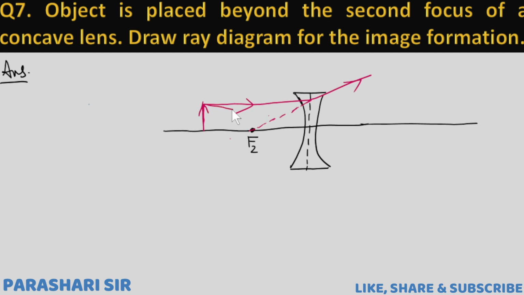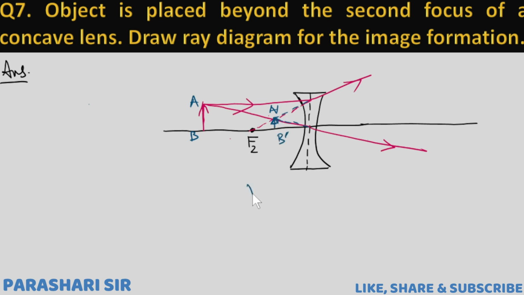The second ray passes through the optical center and travels undeviated. Extend this refracted ray in backward direction. You get this line on extension of first refracted ray. You get this line on extension of second refracted ray. So this is the point where the image is formed. Corresponding to object AB, A dash, B dash is the image.